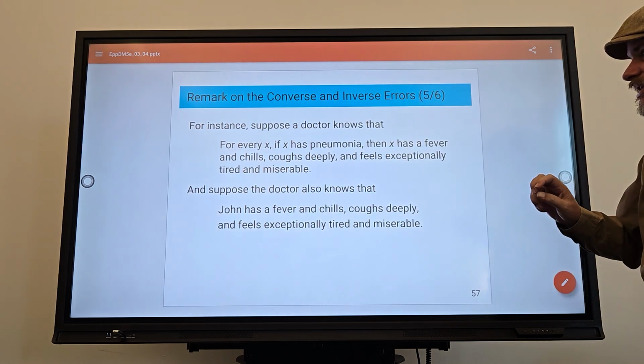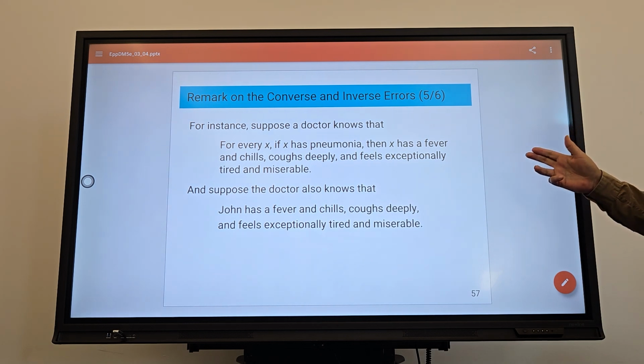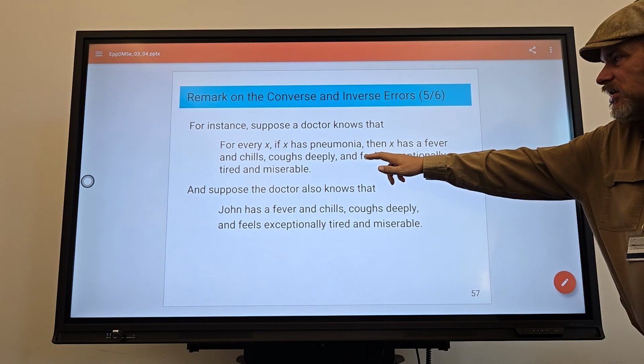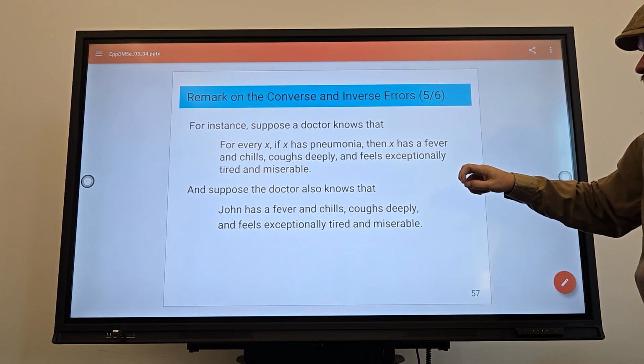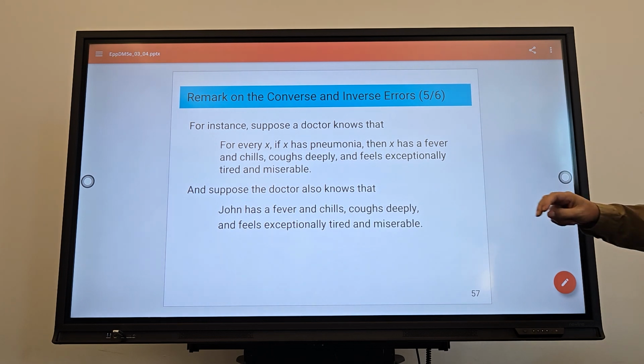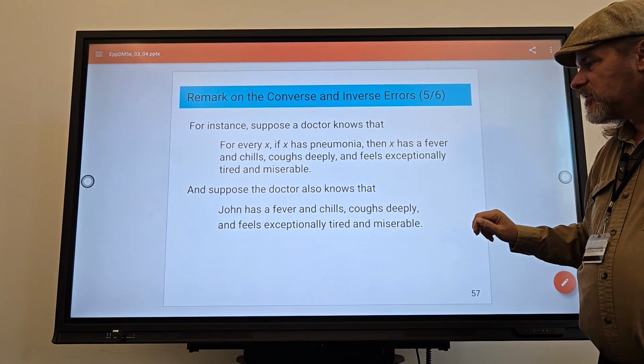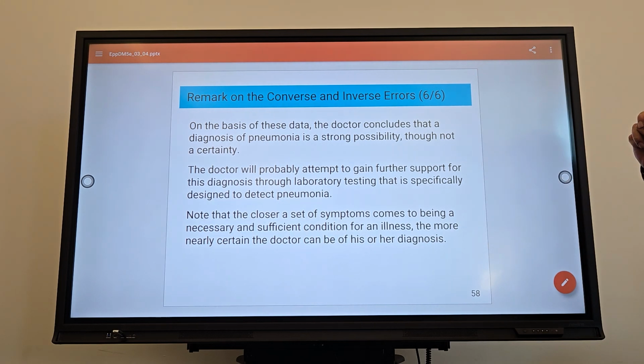So in the example of a patient that has the symptoms of pneumonia, if x has pneumonia, then he has fever, cough, feels miserable. Suppose the doctor knows that John fits the bill on this. He would then attempt to gain further support for the diagnosis through laboratory testing that is specifically designed to detect pneumonia. The closer a set of symptoms comes to being a necessary and sufficient condition for an illness, the more nearly certain the doctor can be of his or her diagnosis.